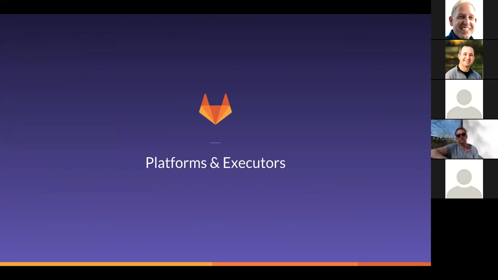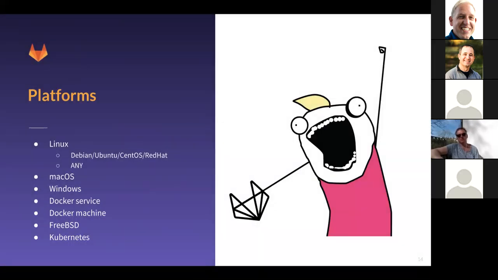The platform is the underlying OS that we're going to be running on, and then the executor is actually, there's a number of different ways that the GitLab runner can choose to execute jobs, and we'll talk about that. So first, platforms. Like I said, it's in Go, so it's available for basically any platform that you can name. There's some that don't support Go, but almost anything you can name.